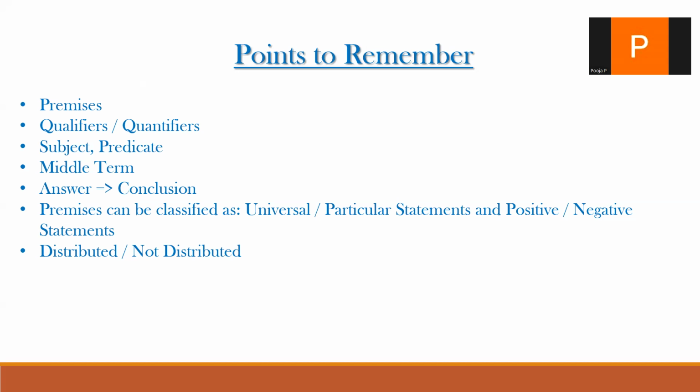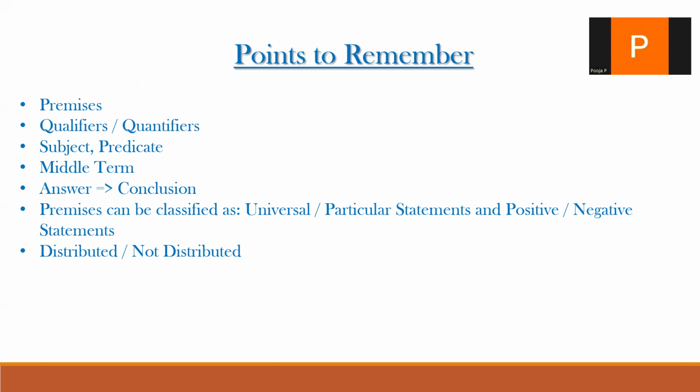And the next thing is subject and predicate. Whenever a premise is given to you, the first object that comes in it will be the subject. The second object will be the predicate. As I told you in the example, all cats are dogs. So when you say all cats are dogs, the first object is cats, so cats become the subject. The second object is dogs, so dogs become your predicate.